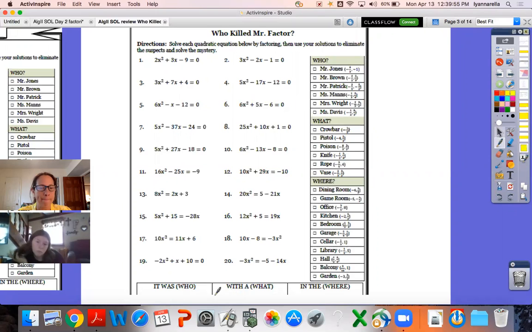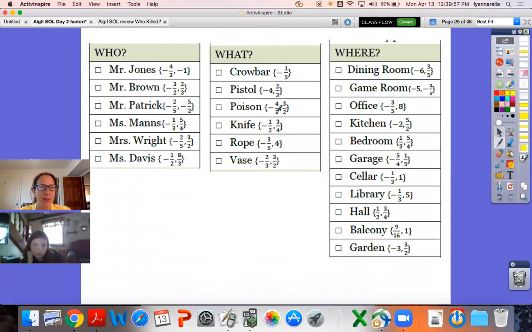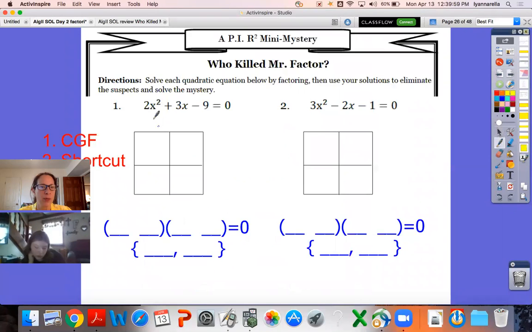So you're going to eliminate the ones that you find answers to. Let's do the answer to number 1. So if I were using a factor box for number 1, I would say 2 for my A, -9 for my C, and +3 for my B. So the multiples of 2 are 1 and 2. And the multiples of -9, I know I have to have a 3 and a -3, but I'm not sure which one to make negative. So let me try this one first.